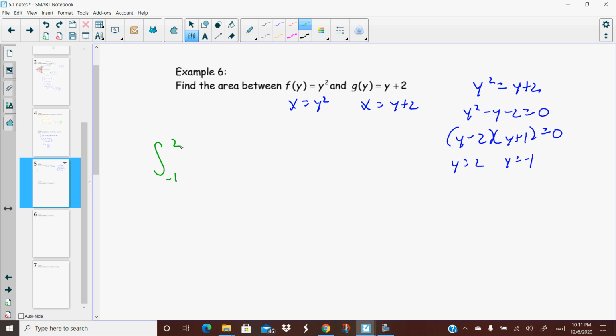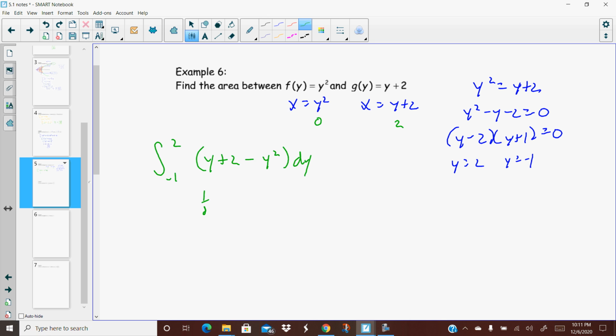Which one of these is the greater function? Take something in between negative 1 and 2, for instance, 0. Anytime you can use zeros or ones, they're the easiest thing to plug in. If I plug 0 in for y, I would get 0 here, and I would get 2 there. So the y plus 2 is the greater function. So it's y plus 2 minus y squared dy. Okay, nothing really to simplify, so we're just going to take antiderivatives.